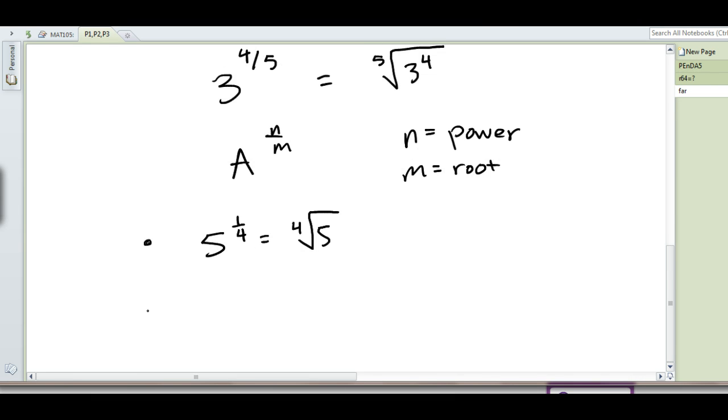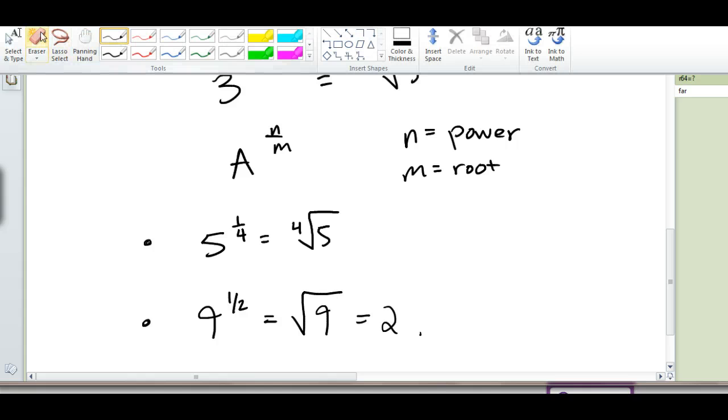Say we do that 1/2 power. What does that mean? That's a good one to know, because if you have the 1/2 power, that just means the square root, where normally we don't write the 2. We just have the square root symbol, and it's understood that there's a 2 there. So square root of 9 is 3, not 2.